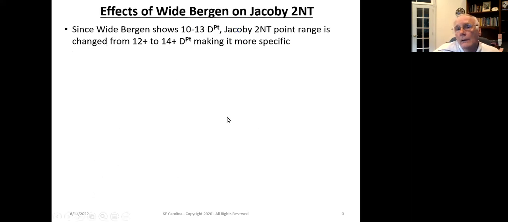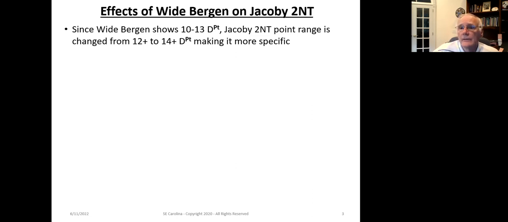In the last lesson we talked about wide Bergen. Bergen became very popular in the 1980s, and Marty Bergen used two bids to describe 4+ support with 7 to 9 points and 4+ support with 10 to 11 points. One of the things that we did with wide Bergen last week is reduce that to just one bid, so that wide Bergen says we've got 10 to 13.